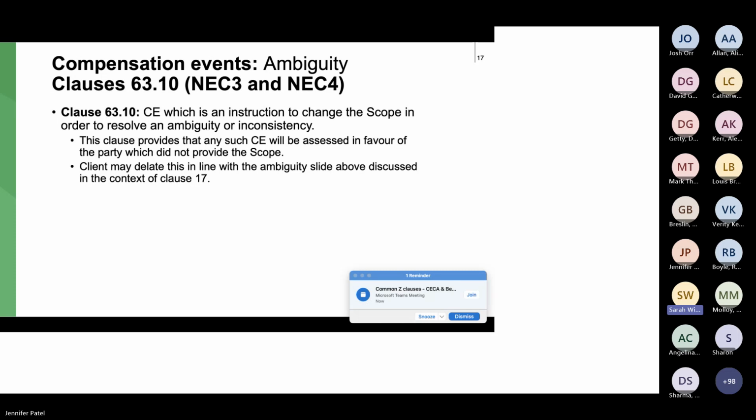states that if the PM gives an instruction to change the scope to resolve an ambiguity or inconsistency, then basically the cost and the time, the CE, that results is assessed in favour of the party who didn't provide the scope. So usually it would be in favour of the contractor. Sometimes that's changed, so it puts more risk on the contractor. Sometimes it's deleted if that clause 17 puts the risk of ambiguity in the contractor's court for obvious reasons. Next slide, please.